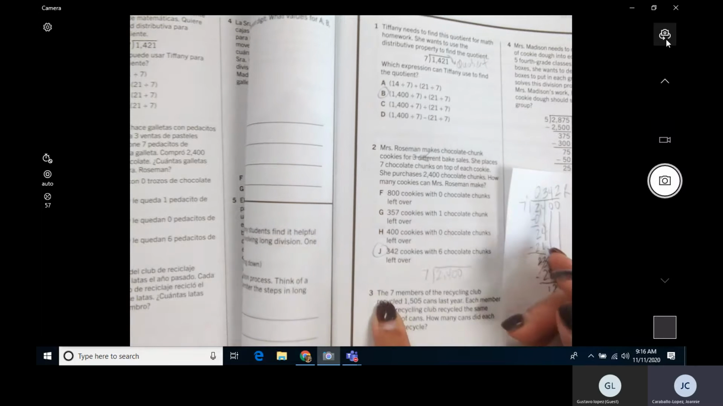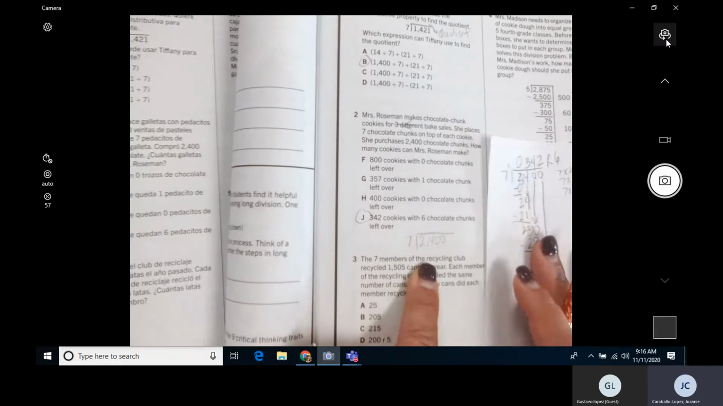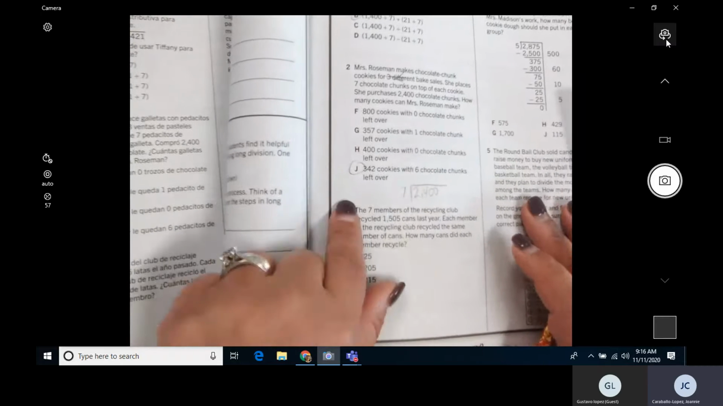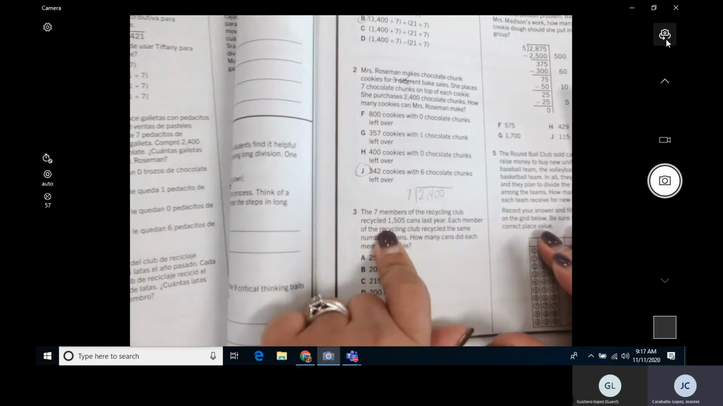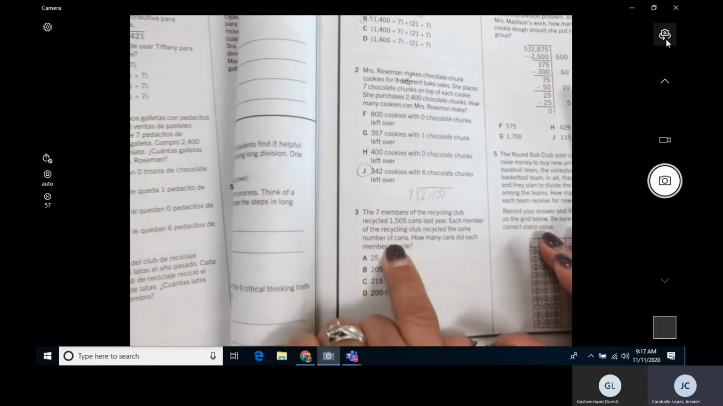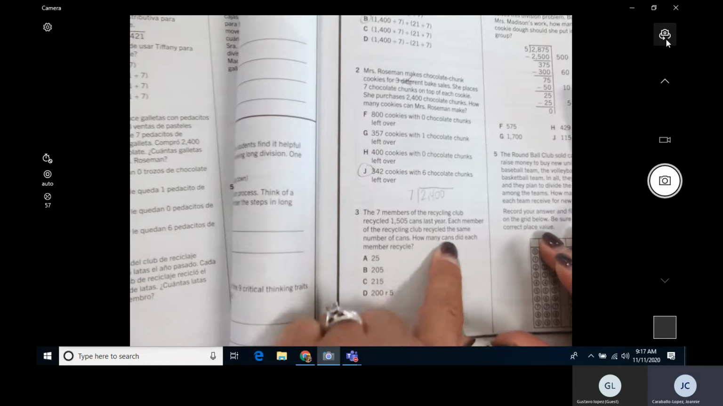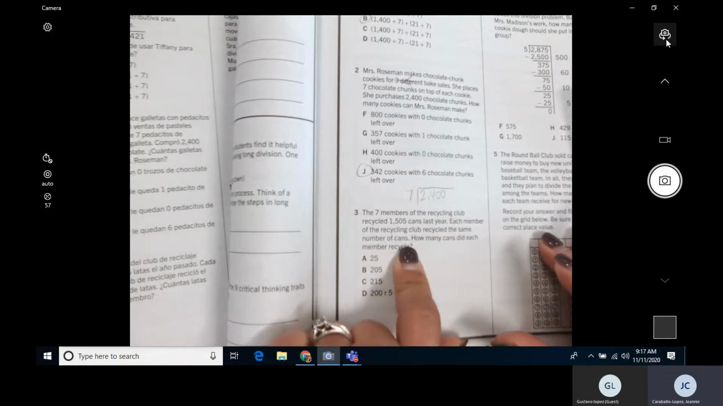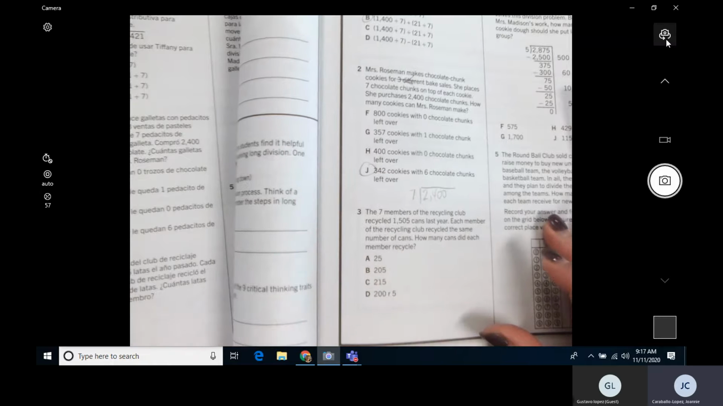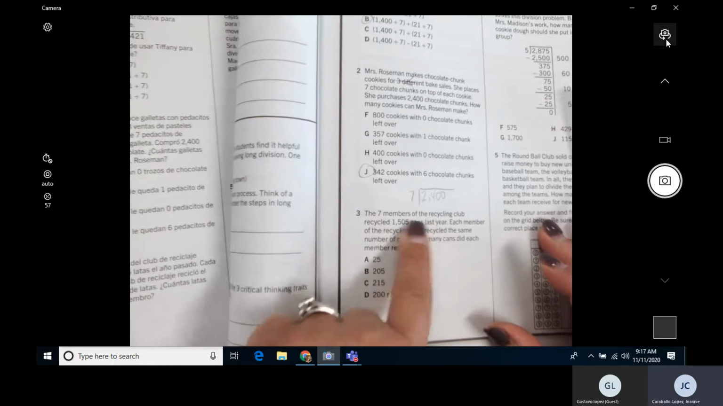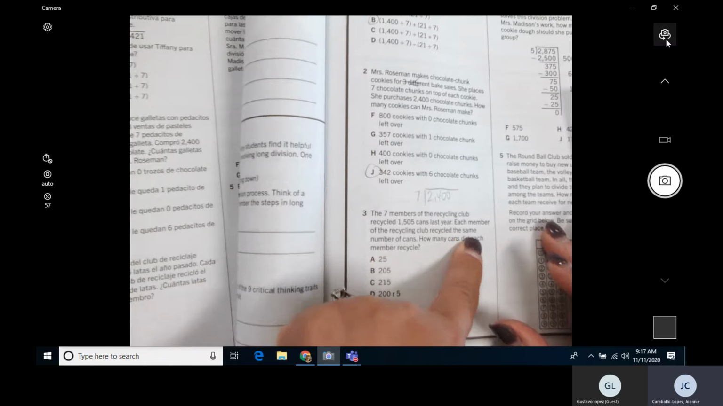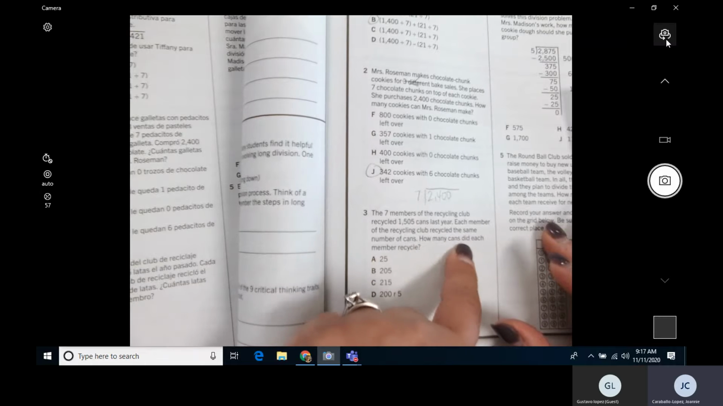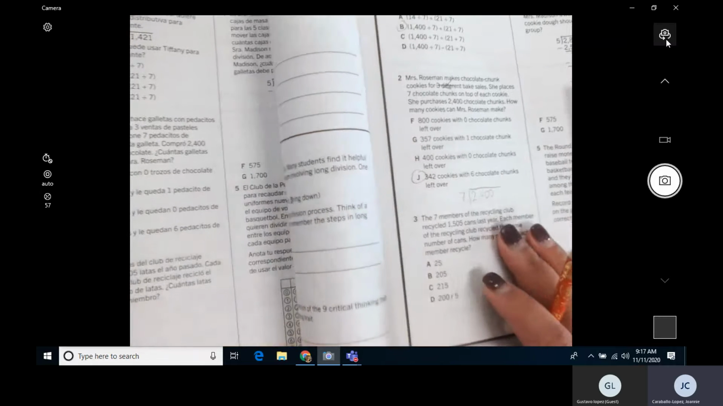So, number 3. The 7 members of the recycling club recycled 1,505 cans last year. Each member of the recycling club recycled the same number of cans. How many cans did each member recycle? I have to look at this again. The 7 members of the recycling club recycled 1,505 cans last year. Each member recycled the same number of cans. How many cans did each member recycle?